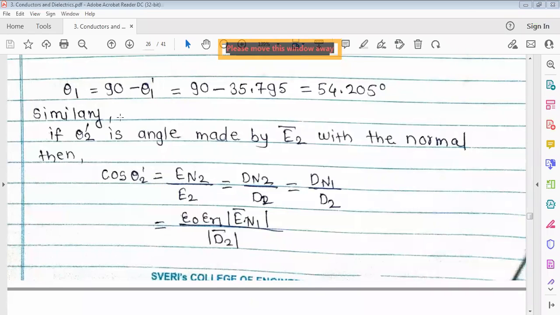Here we are finding the angle, right? Cos theta 2 dash is equal to En2 divided by E2, and it is equal to Dn2 divided by D2, which is equal to Dn1 divided by D2. So here this En2 is equal to epsilon 0 epsilon r1 into mod of E bar n1, divided by mod of D2 bar, we are taking for finding this cos theta 2 here.